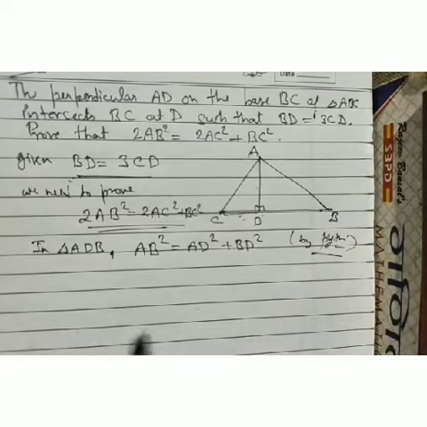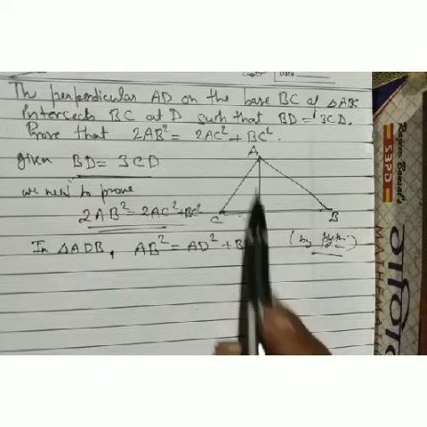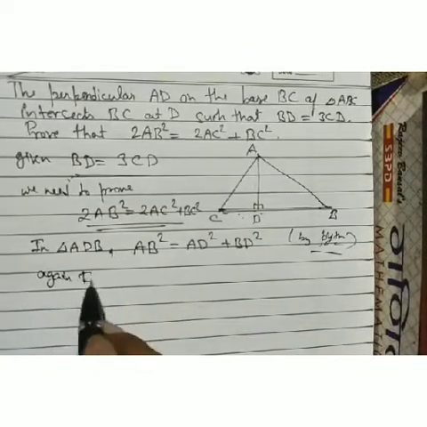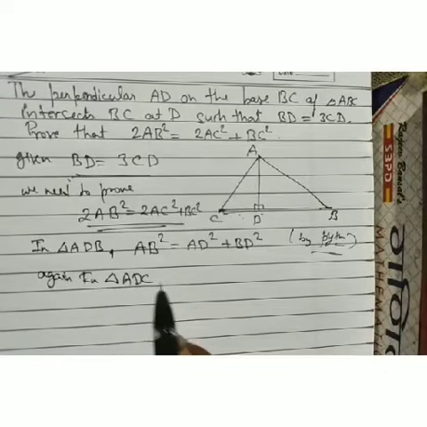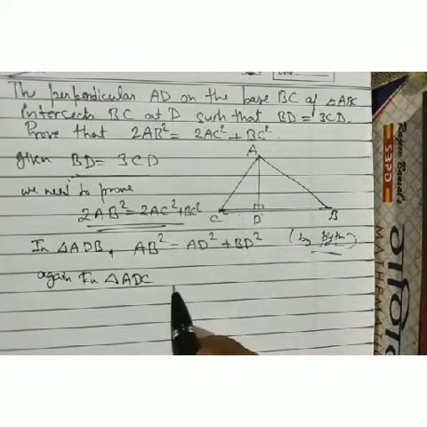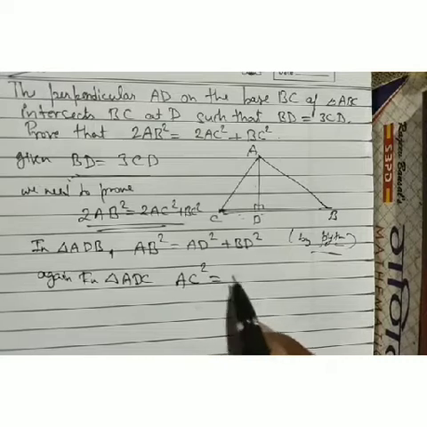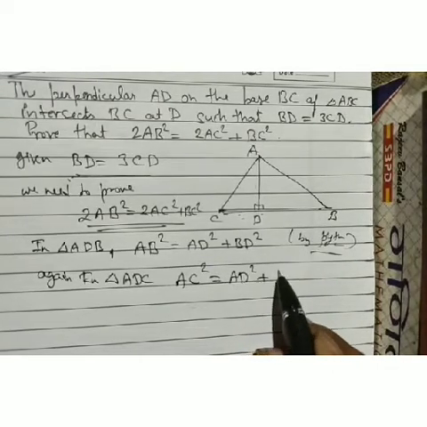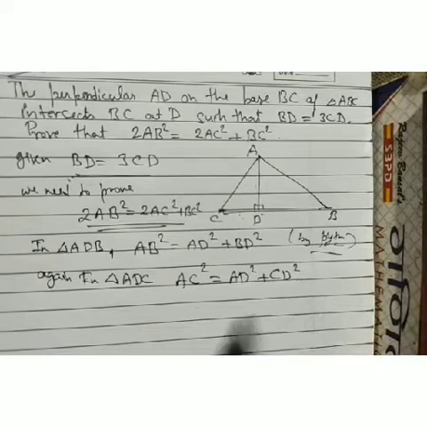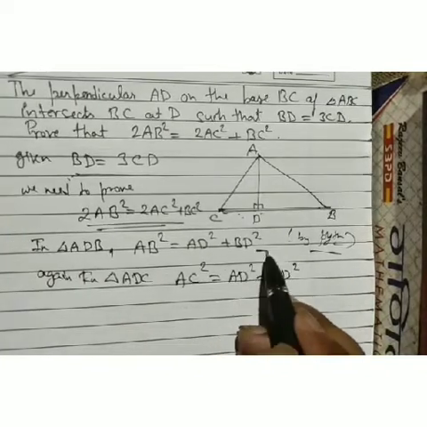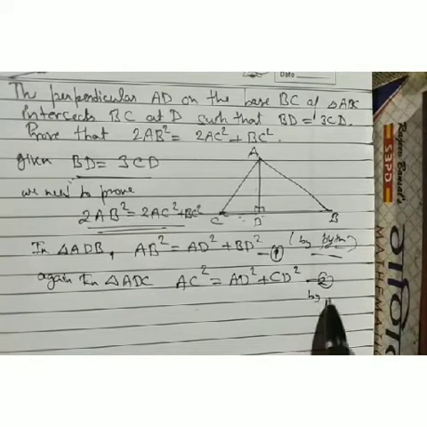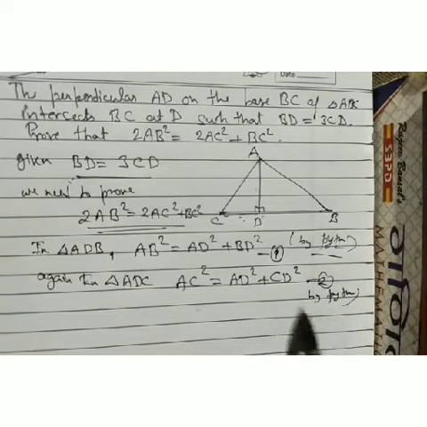Now again take triangle ADC. In triangle ADC, AC is our hypotenuse. Then we have AC square is equal to AD square plus CD square. This is our equation number 1 and this is our equation number 2, again by using the Pythagoras theorem.